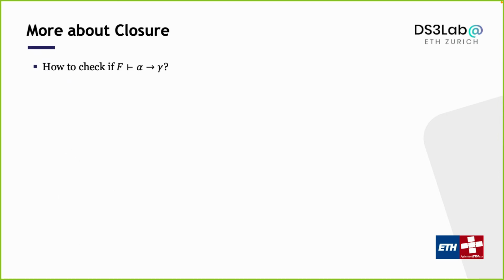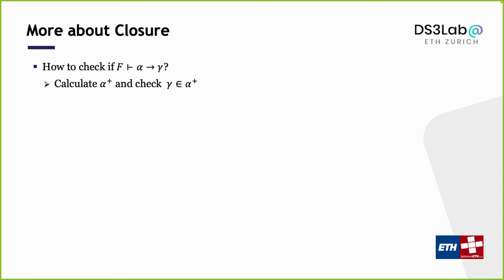So if you think about why we care about closure so much, it's because once you can find the closure, you can actually use it to do a whole bunch of things. For example, if I have F as a set of functional dependencies, and I have alpha to beta, how can we check whether you can derive alpha to beta from F?